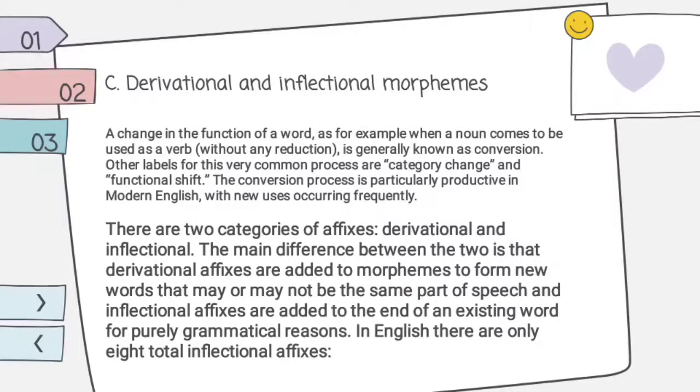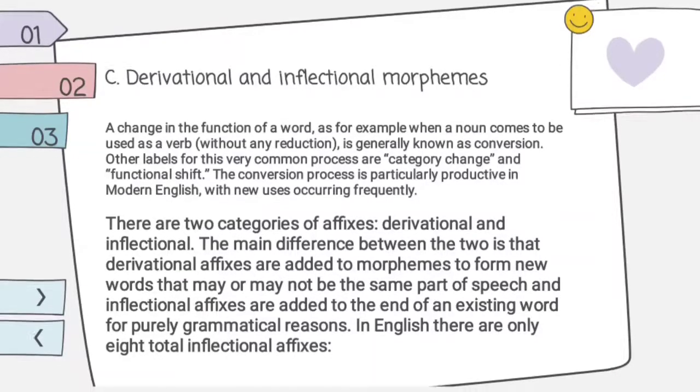There are 2 categories of affixes, derivational and inflectional. The main difference between the 2 is that derivational affixes are added to morphemes to form new words that may or may not be the same part of speech, and inflectional affixes are added to the end of an existing word for purely grammatical reasons. In English, there are only 8 total inflectional affixes.